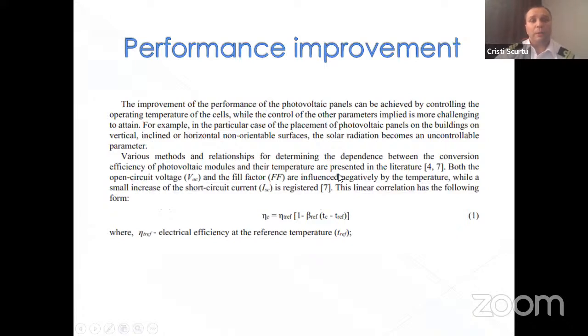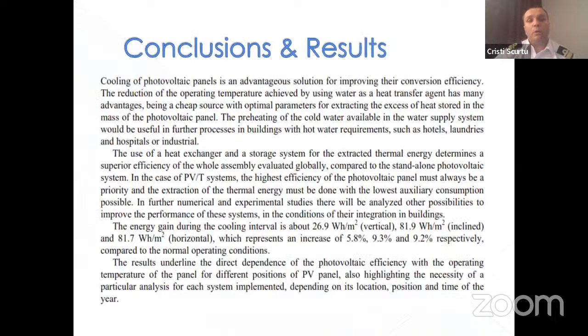We can calculate the performance improvement by calculating the electrical efficiency at the reference. So we can do that. We can provide and improve performance of the photovoltaic panels with cooling. So I put here some of the conclusions of the results.